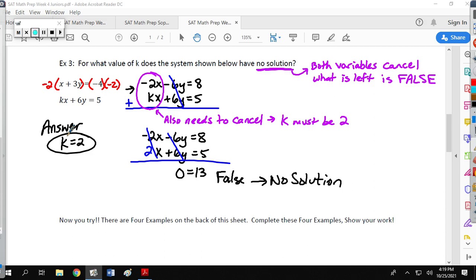Okay, it's your turn now. There are 4 problems on the back of this worksheet. Please try those 4 questions. Remember to box your answer, make your work clear and concise. And when you get done, turn it into your proctor.